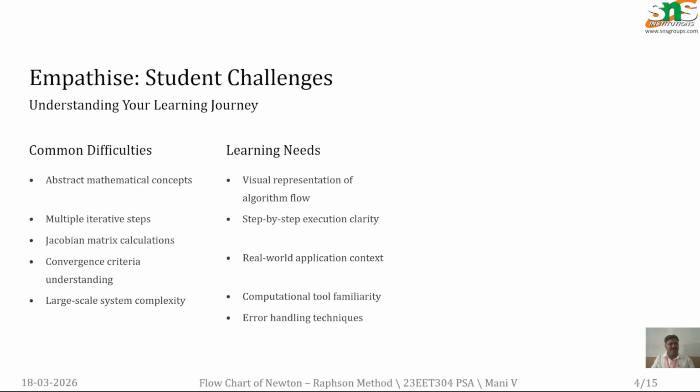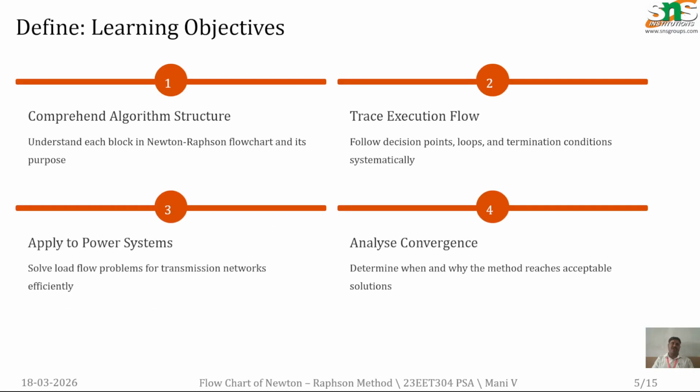So in the empathy stage, we have a lot of confusion about how to solve the complex problem. We have multiple iterative steps. In which iteration do we get the accurate result, and how do we form the Jacobian matrix? We have to calculate each element of the Jacobian matrix. What is the convergence criteria? Why is it important? How can this be used in a large-scale system? Can you visualize the representation? So we have n number of questions in the empathy stage.